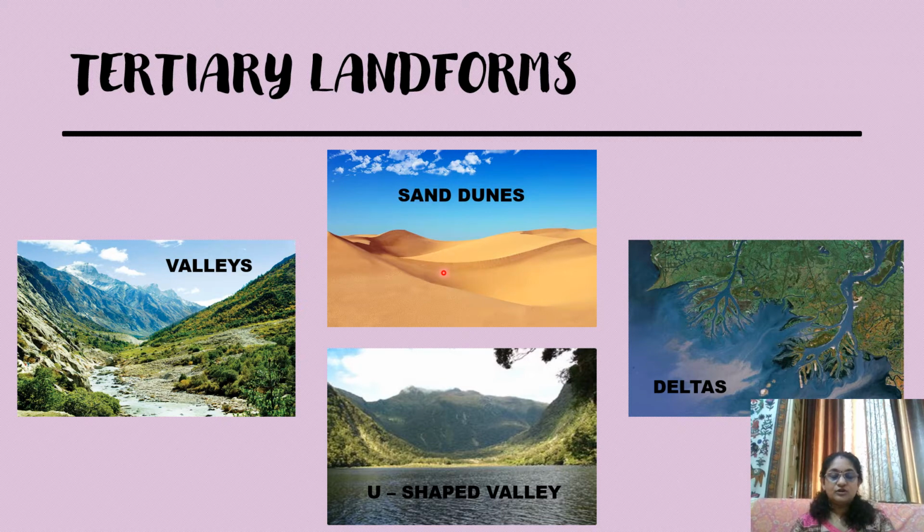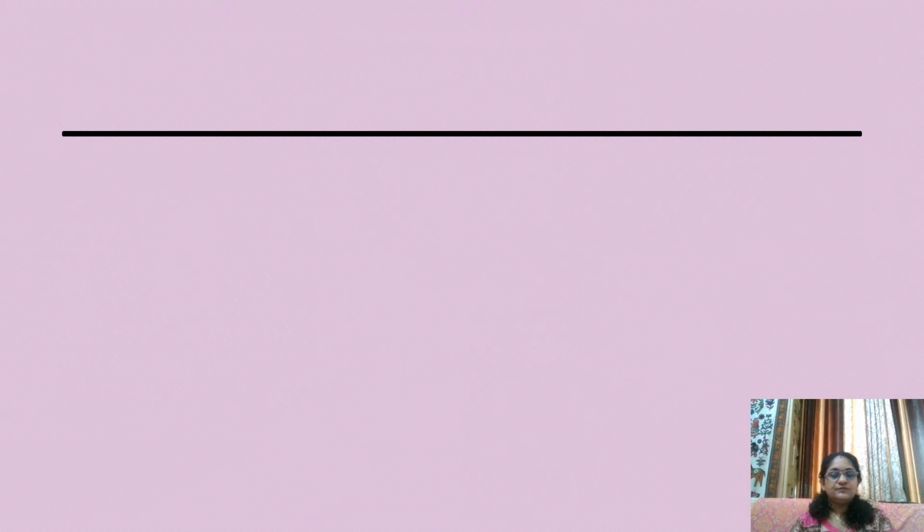Now these are sand dunes. This is also because of the erosional work. Then here we have depositional work, the deltas. Deltas are the regions where the rivers meet the sea. When the rivers come and meet the sea, we have deltas formed at the mouth of the river. Mouth of the river means the place where the river meets the sea. So from the primary and the secondary landforms, we have another landform, we call it the tertiary landforms, and these tertiary landforms are valleys, sand dunes, deltas, and U-shaped valleys. I hope that is clear to everyone.